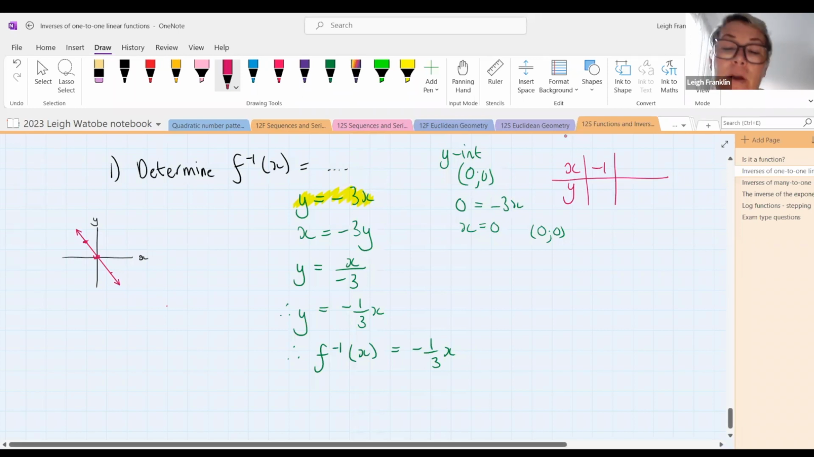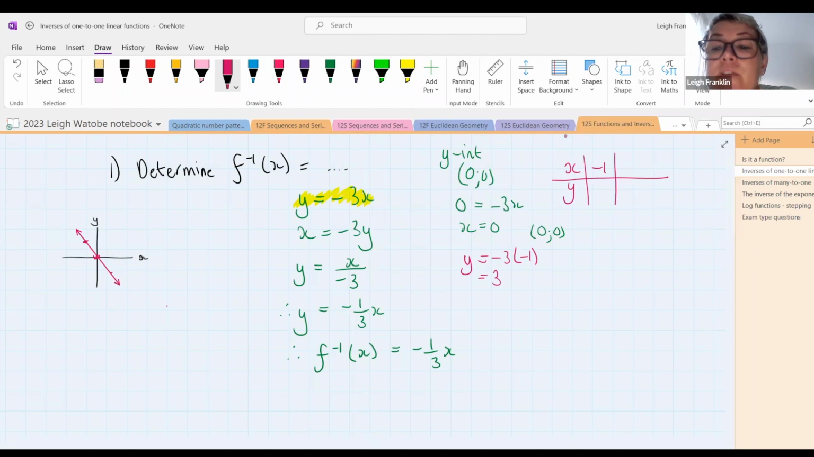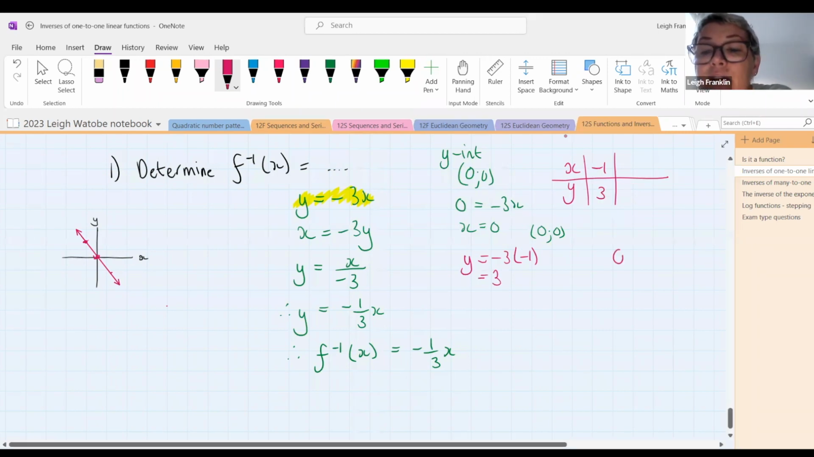I now want to calculate my output. So just sub it in. y is equal to -3 times -1, and that means that this would be equal to 3. So that gives me another point. Okay, so in addition to the origin, I've now got this point over here, which I can use to plot that function.